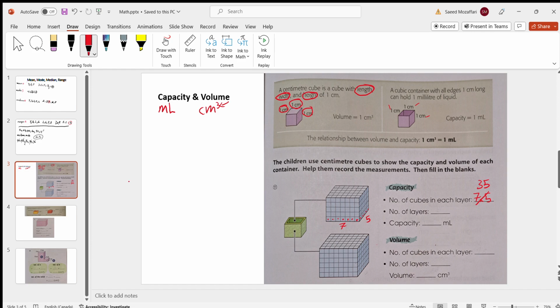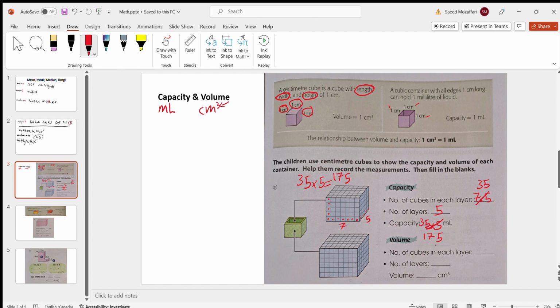Number of layers. So we gotta count here: 1, 2, 3, 4, 5. There are 5 layers. Now, capacity. Now we gotta count all of them. So here, 35 times 5 equals 175. So we could write 35 times 5 or 175 milliliter. This was capacity, now we're gonna go to volume.